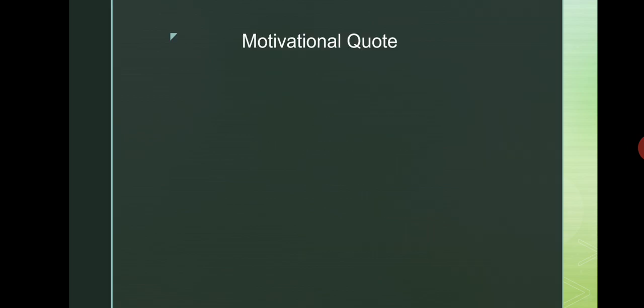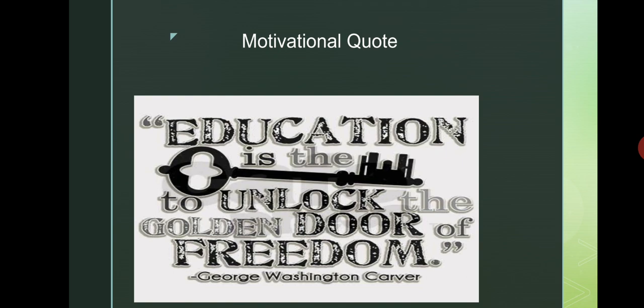First comes the motivational quote. Today's quote is, "Education is the key to unlock the golden door of freedom" by George Washington Carver. Students, when you get education, then you will gain knowledge, and when you gain knowledge, then you can understand the differences between right and wrong, and then you don't need a guide, that is, you get complete freedom.